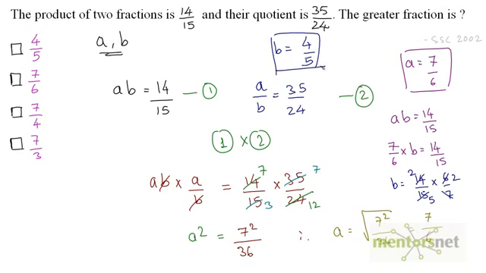So we have A's value, we have B's value. Now A is greater than B because the numerator of A is greater than the denominator of A, whereas the numerator of B is less than the denominator of B. So A is greater, therefore the greater fraction is 7 by 6.